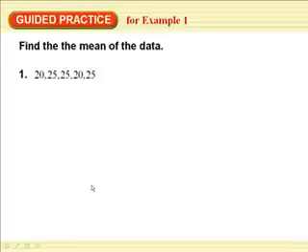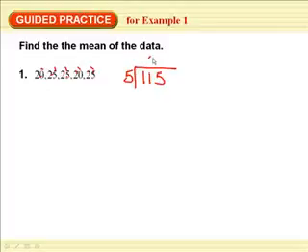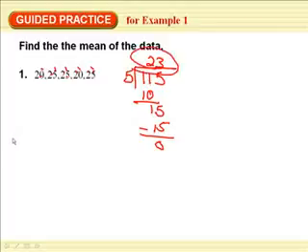So find the mean of the data, so we're going to add these up. So I'm going to count by 20s, 20, 40, 60, 81, 5, 10, 15, 115, divided by, there's 1, 2, 3, 4, 5 numbers. So it goes in there twice, which is 10. Bring that down. Goes in there 3 times, which is 15. Exact. The average is 23.